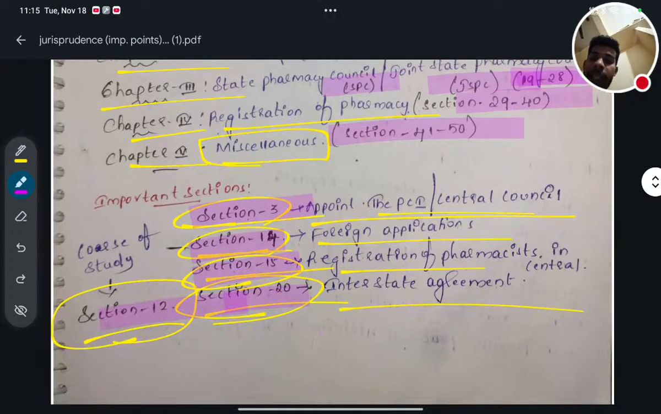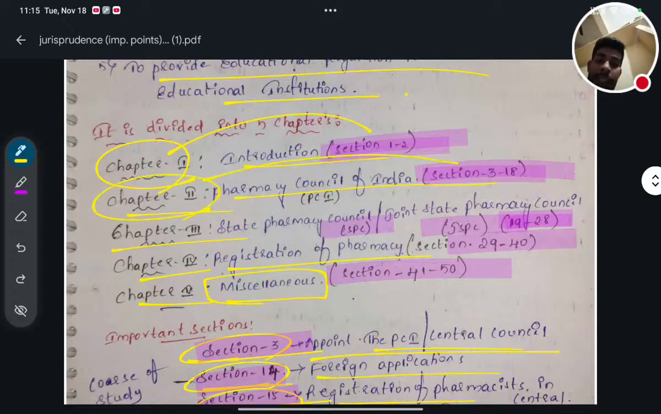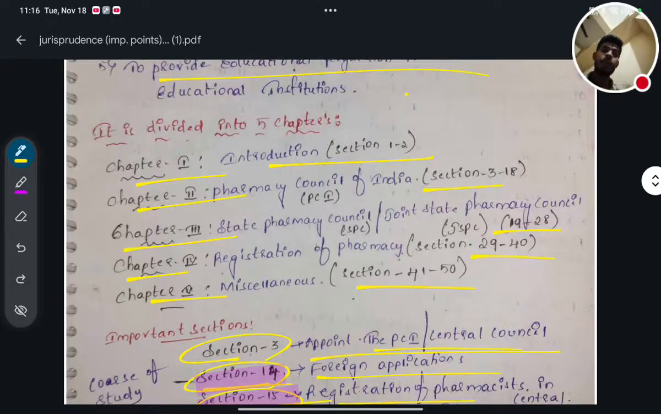Apart from that, you have to remember which chapter contains how many sections. Chapter 1 contains section 1 to 2. Chapter 2 contains section 3 to 18. Chapter 3 contains section 19 to 28 and chapter 4 contains section 29 to 40. Chapter 5 contains section 41 to 50. You have to remember this. Which chapter contains how many sections? This is a little bit important.